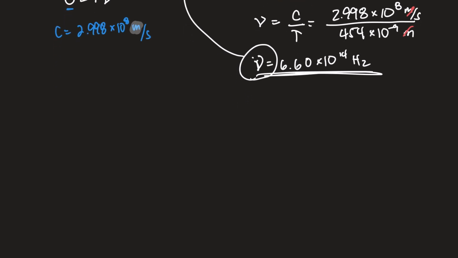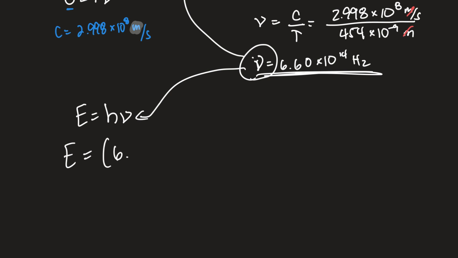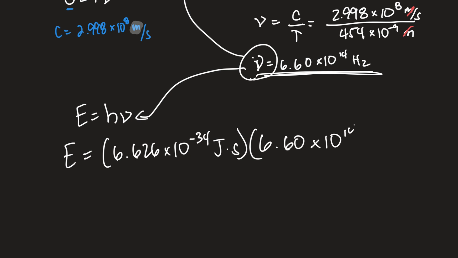We know that energy is equal to Planck's constant times frequency, and we know what the frequency is. So energy is equal to Planck's constant, 6.626 times 10 to the negative 34 joule seconds, times our frequency, which is 6.60 times 10 to the 14th hertz. Seconds and hertz will cross each other out because they're inverses of each other. We'll plug this into the calculator.